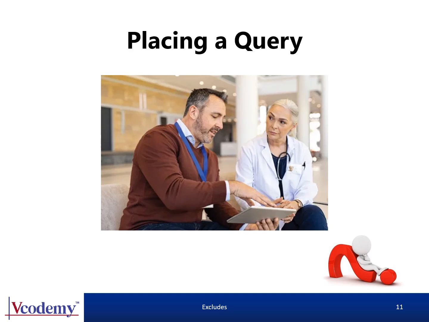Example, E88.1 is lipodystrophy, not elsewhere classified, NEC. You have an Excludes 1 for E88.1, which is Whipple's disease. The code for Whipple's disease is K90.81. So if the provider mentions lipodystrophy and you have a question in your mind about whether it is Whipple's disease, you can place a query and clarify.